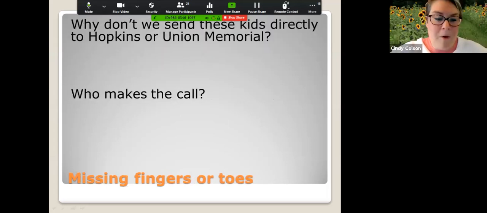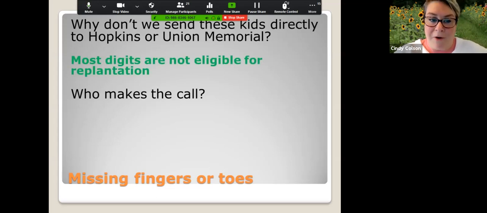Okay, and then this is our last gray area, and this isn't really a gray area, it's just an interesting conversation that goes along with activation. So when we have kids that are missing fingers and toes, a lot of people want to know why don't we just send these kids directly to Hopkins Inn or Union Memorial? And then if you do have to transfer out, who makes the call? So most digits aren't eligible for replantation.